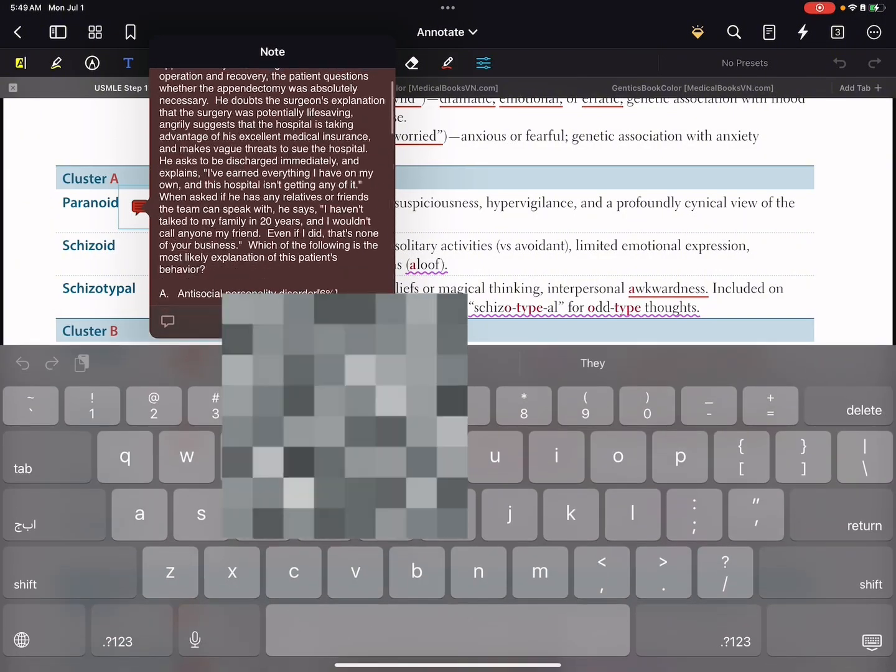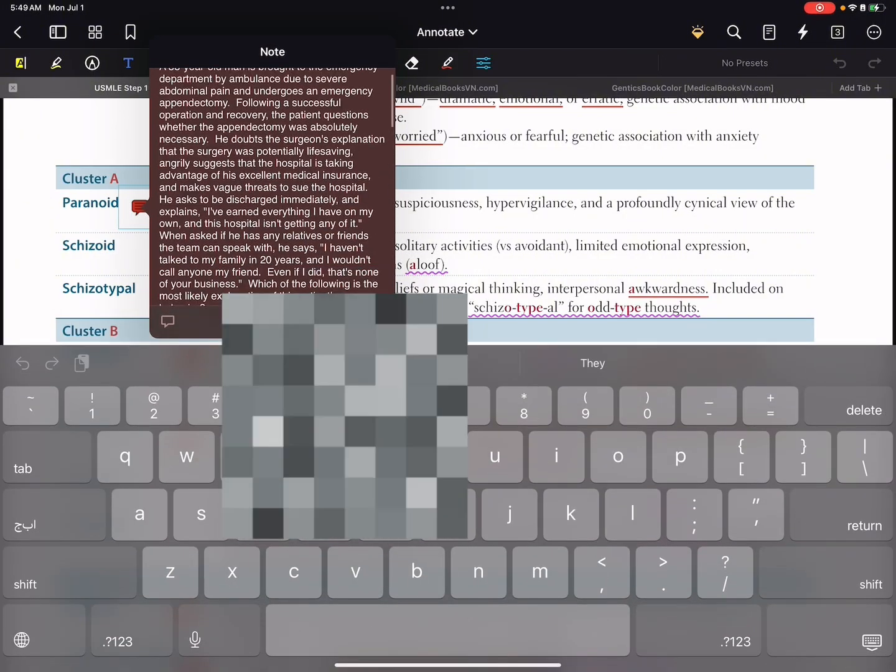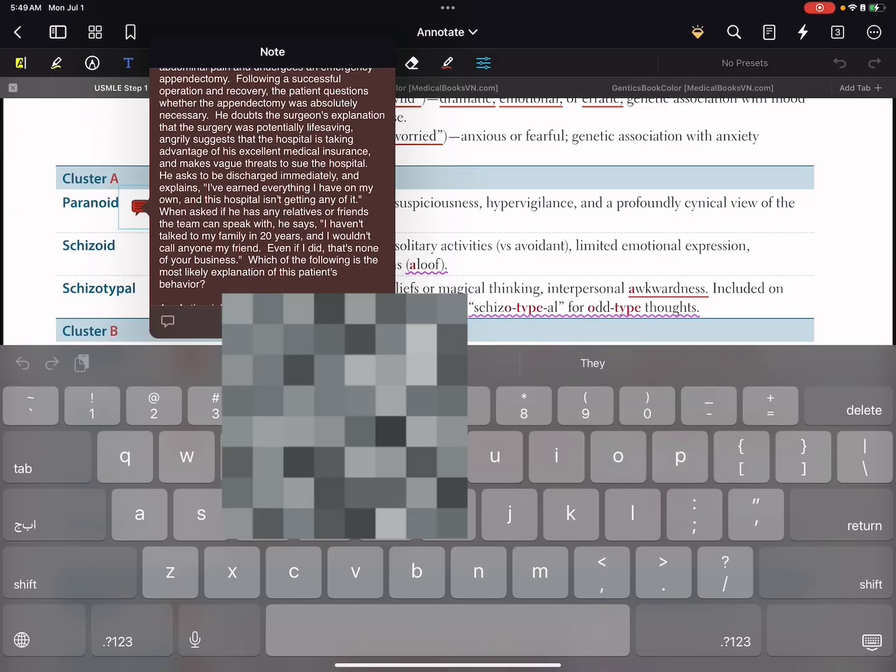Let's see this case. In the emergency department, following an emergency appendectomy after successful therapy: I have earned everything I have on my own, and this hospital isn't going to get any of it. Which of the following? I haven't talked to my family in 20 years, and I wouldn't call anyone my friend.